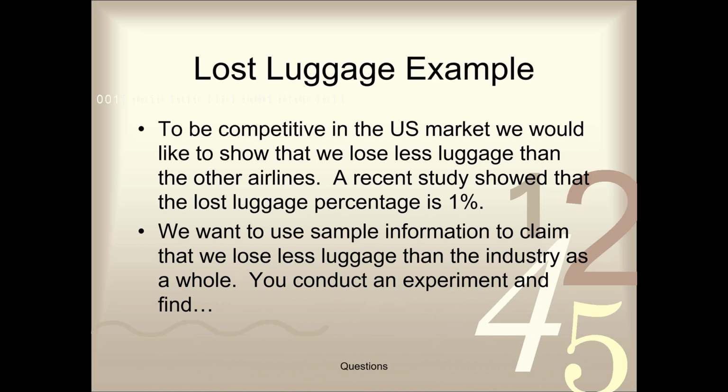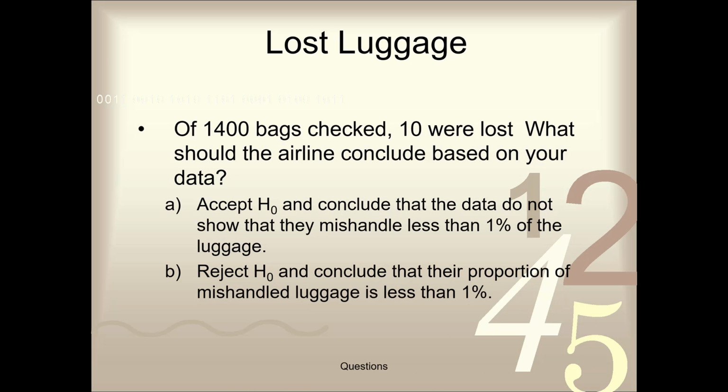Okay, we want to use sample information to claim that we lose less luggage than the industry as a whole. And you find of 1,400 bags checked, 10 were lost. So what should the airline conclude based on your data? Okay, so notice the sample proportion is 10 out of 1,400. I'm trying to claim that it's less than 1%. So I have a less than sign in my alternate hypothesis. I'm claiming less than 1%. Make sure to put 0.01 as your proportion.